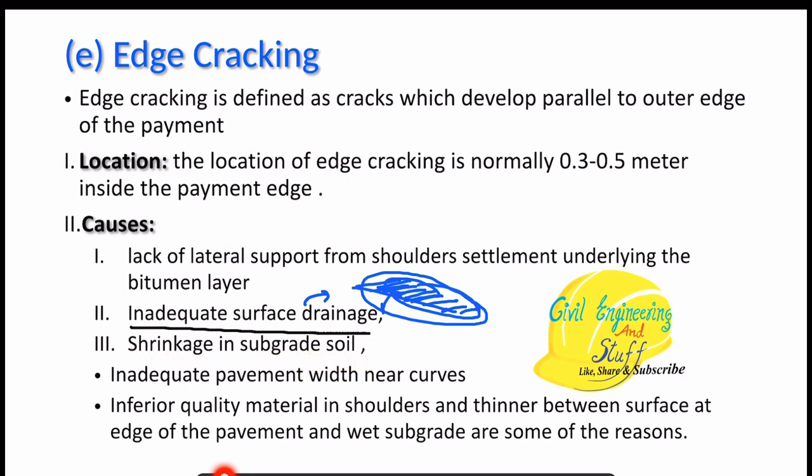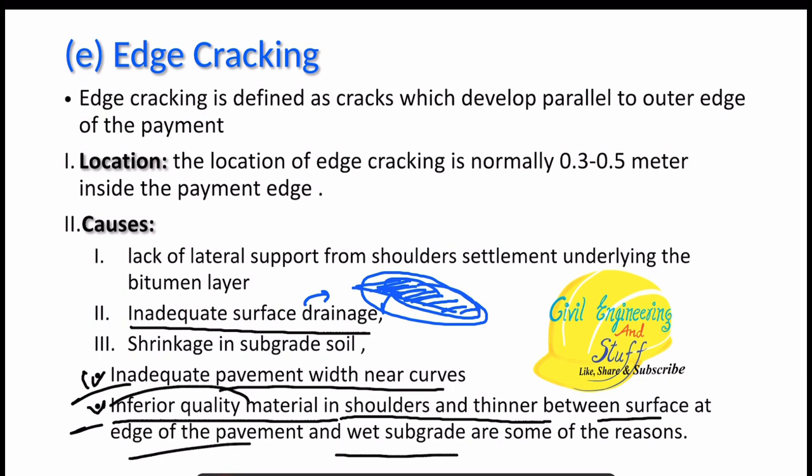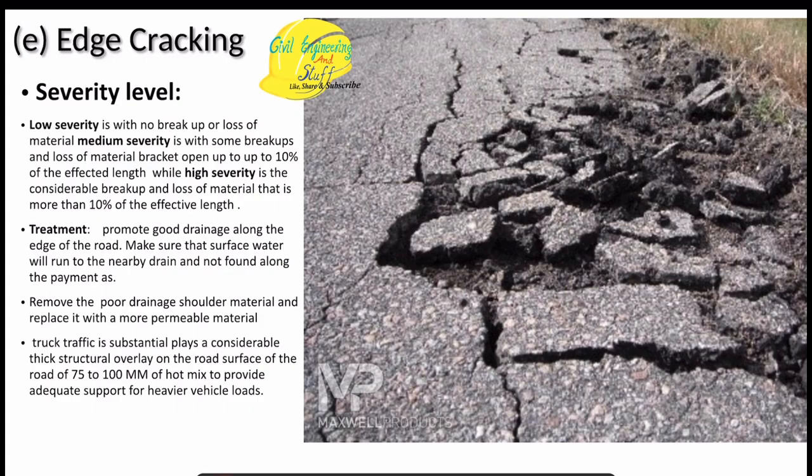Shrinkage of subgrade soil: if you have, let's say, black cotton soil, or if the soil is not properly compacted, there is no proper drainage provision, and for any reason shrinkage in the soil subgrade has taken place, this will be reflected in the form of edge cracking in the flexible pavement. The fourth point is inadequate pavement width near the curves. The fifth point is inferior quality material in the shoulders and in between the bitumen surface, edge of the pavement, and wet subgrade. So inferior quality material and inadequate pavement width are again reasons for the generation of edge cracking.